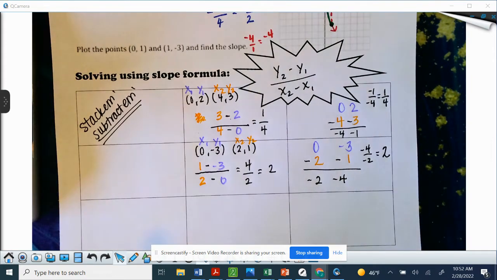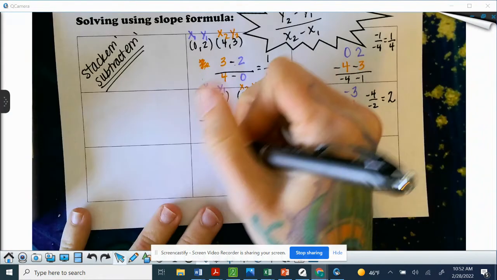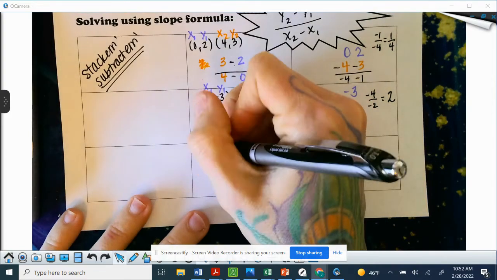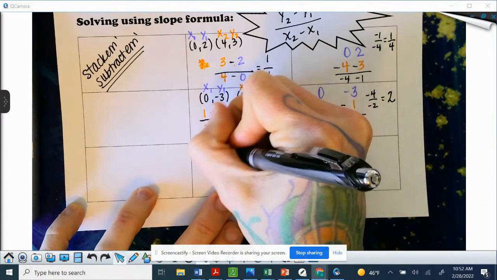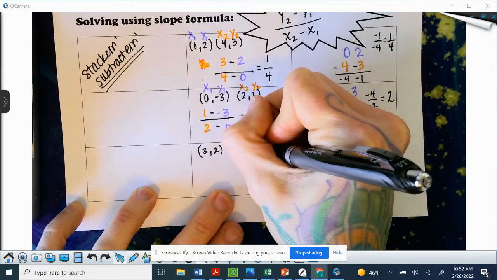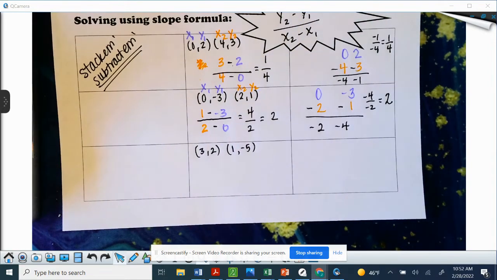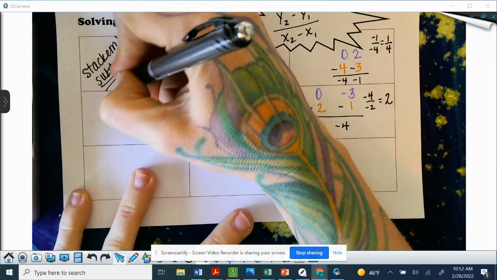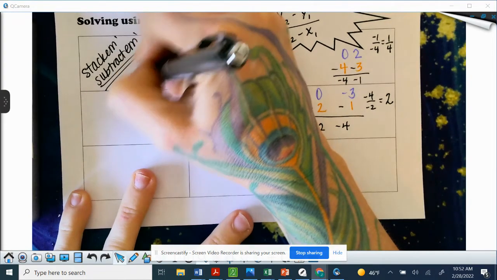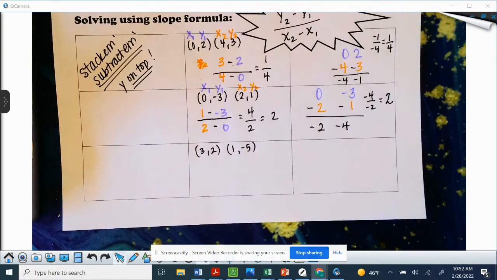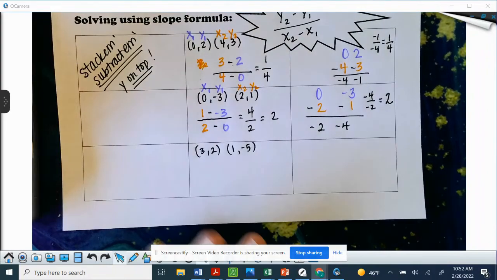Now to make up, I'll challenge you to pause your video right after I get this one written down, and see if you can come up with a slope. Do either way. You can use your formula, or you can use the new stack 'em, subtract 'em, y on top. Stack 'em, subtract 'em, y on top. You probably want to add that, y on top. Stack 'em, subtract 'em, y is always on top. All right, pause it. Try it.